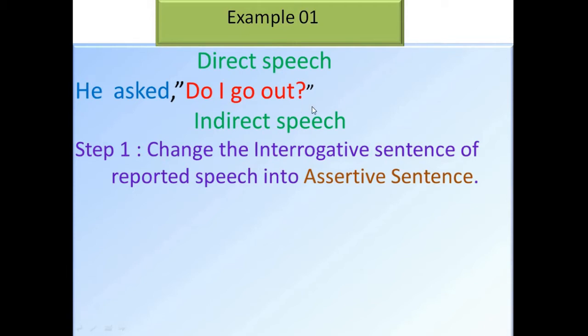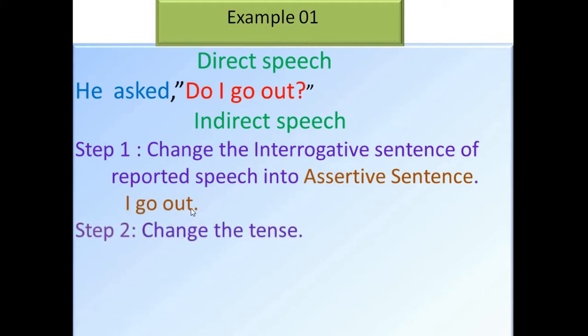"Do I go out?" It is an interrogative sentence in the simple present tense. We have to understand the tense of the reported speech. First of all, we have to change that into an assertive sentence. What is the assertive sentence? "I go out." It is the assertive sentence of this reported speech.